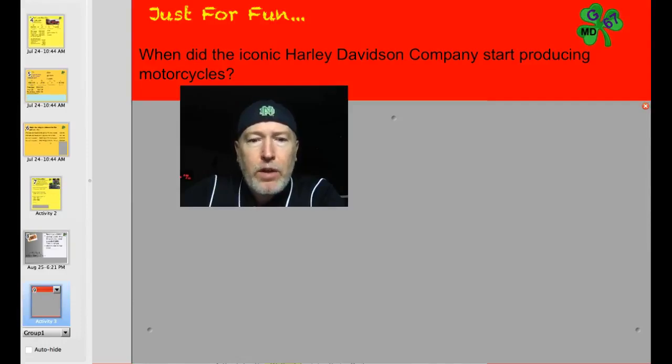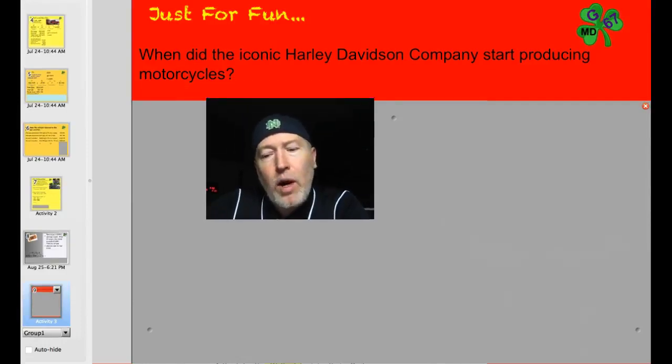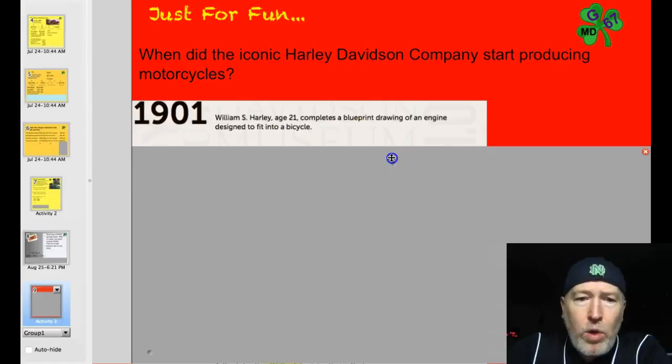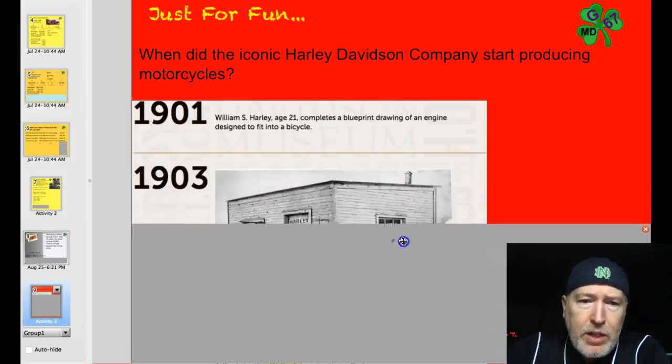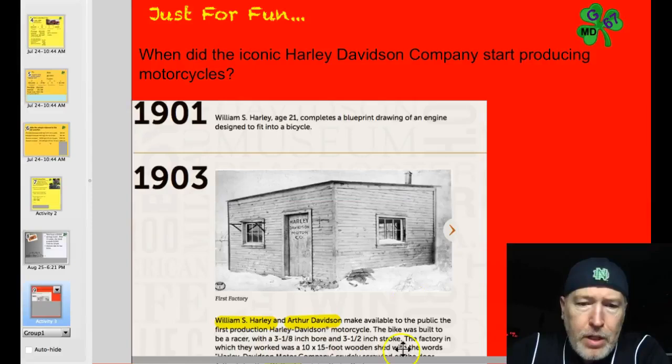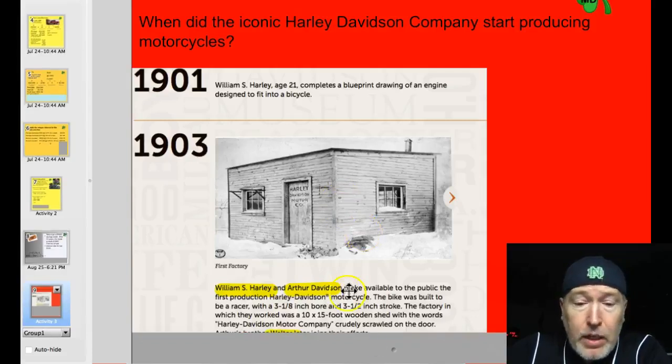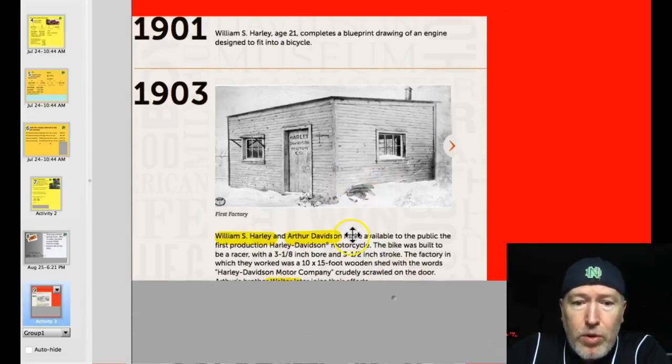Time for the just for fun question. Let's put myself back in the corner where I belong. When did the iconic Harley-Davidson company start producing motorcycles? Well, in 1901, William Harley, age 21, drew the first blueprint for an engine that would fit onto a bicycle. In 1903, William Harley and Arthur Davidson had this little shack, a 10 by 15 wooden shed. They started selling their bicycles with motors on them.